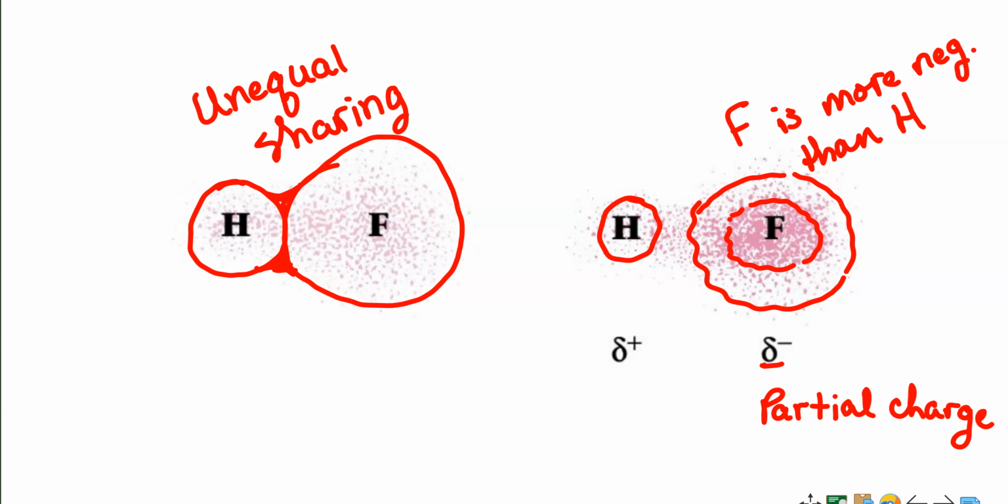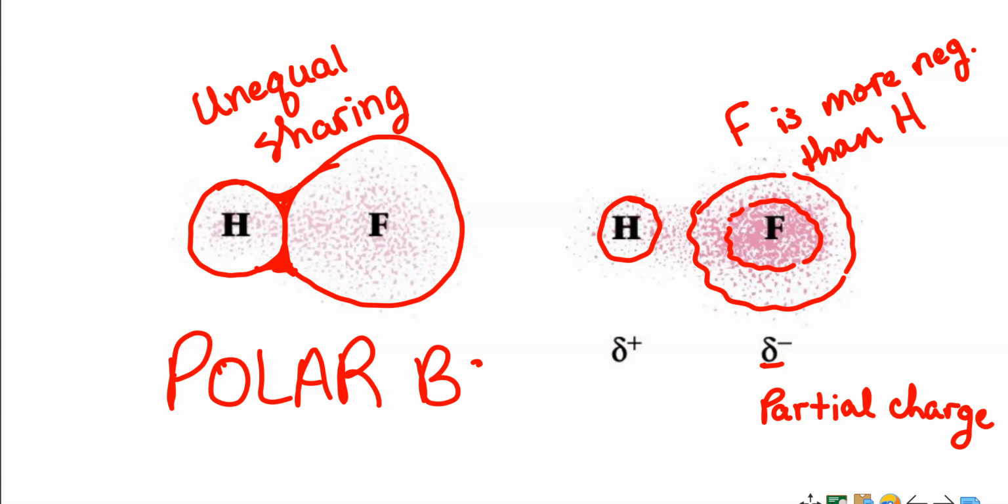Okay. So this unequal sharing creates what is called a polar covalent bond. And we call it a polar bond because we have a positive side and a negative side, a partial positive and partial negative. So we essentially have something like a battery, where there's a positive end and a negative end, okay?